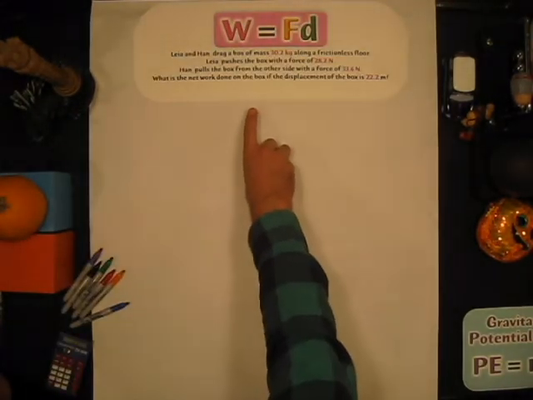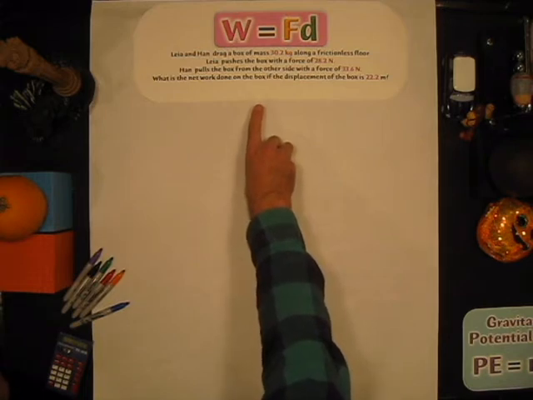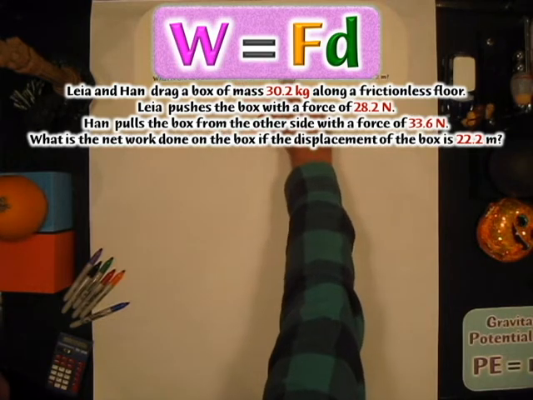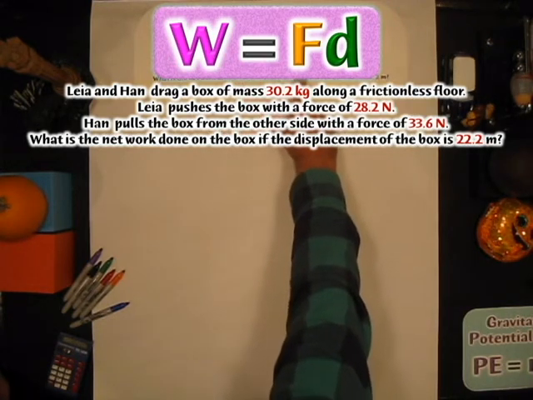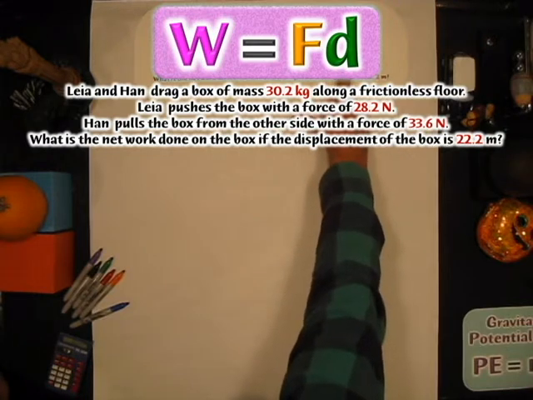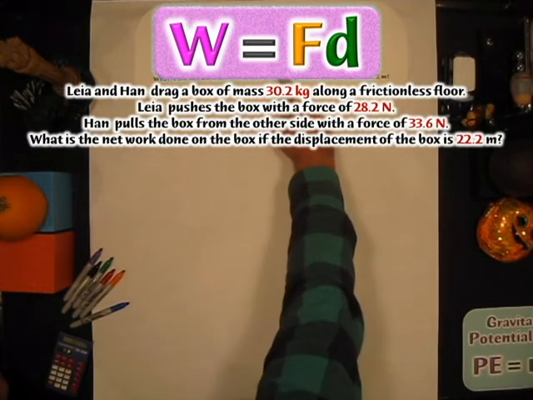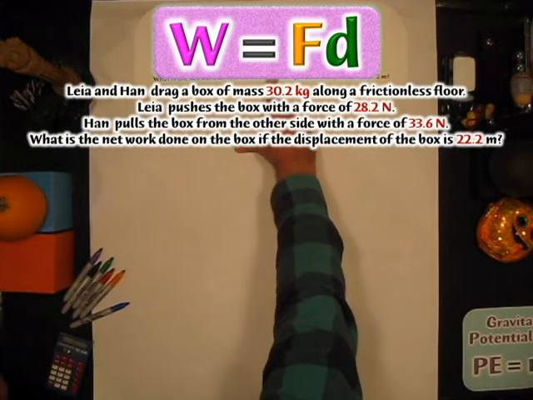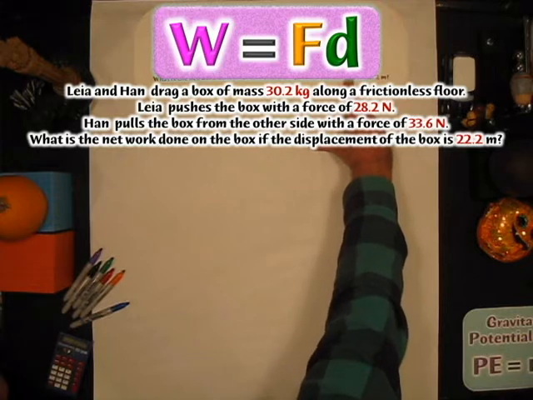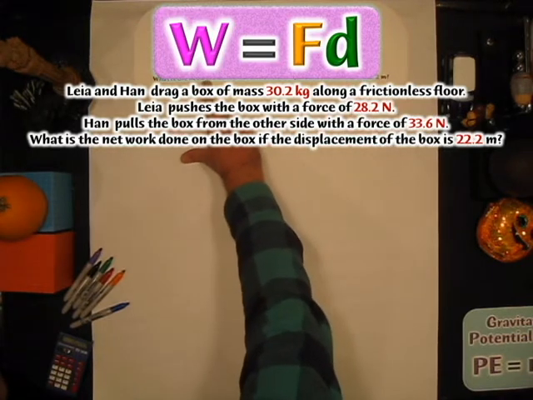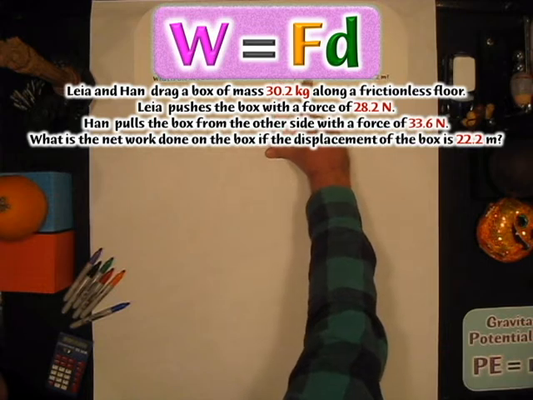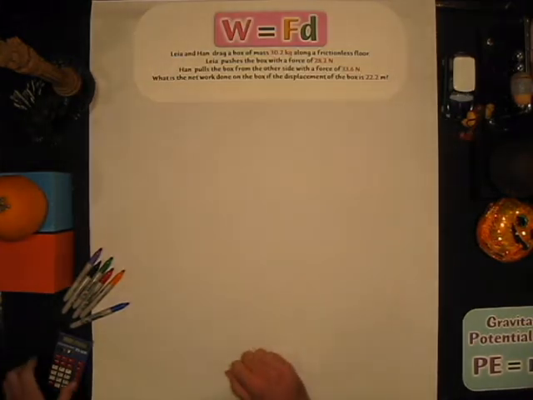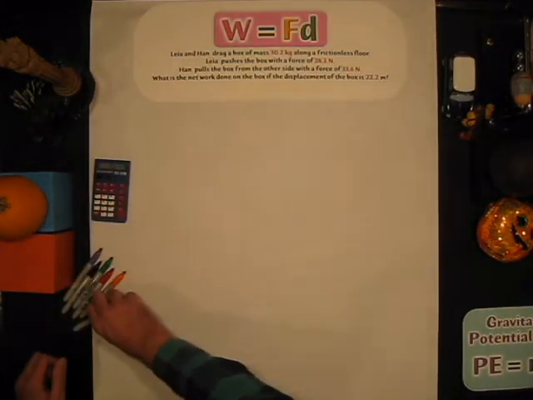Here's one more example of how to do work, get some work done. Leia and Han drag a box of mass 30.2 kilograms along a frictionless floor. Well, that would be nice, wouldn't it? Leia pushes the box with a force of 28.2 newtons. Han pulls the box from the other side with a force of 33.6 newtons. What is the net work done on the box if the displacement of the box is 22.2 meters?